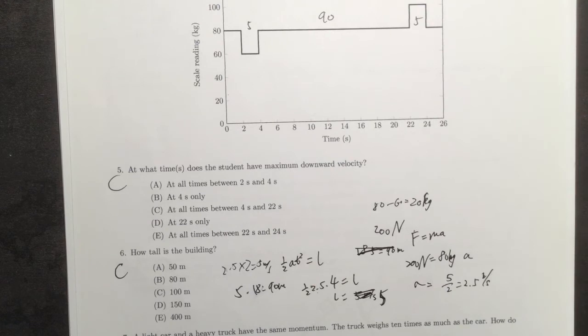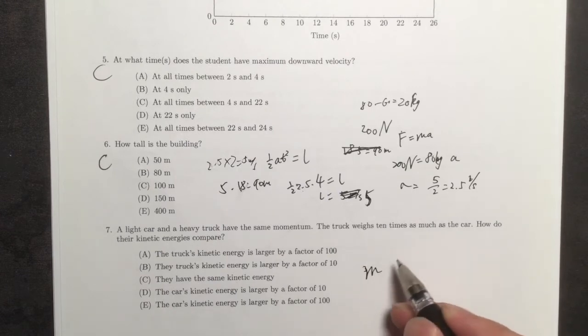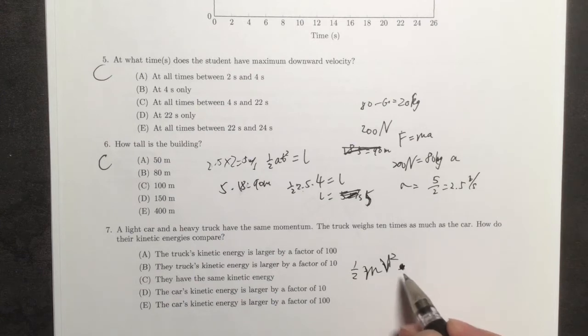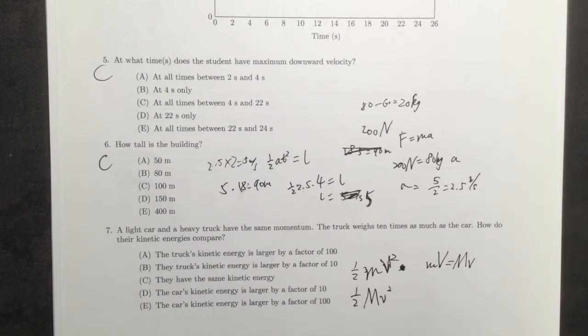And question number 7. A light car and a heavy truck have the same momentum. The truck weighs 10 times as much as the car. How do the kinetic energies compare? So a light car has mass m. One half m v squared, this v is a big V. No, this is the kinetic energy of the car. And one half M little v squared is the kinetic energy of the truck. The m times big V has to be equal to big M times little v, because the momentums are the same. So let's plug them in.